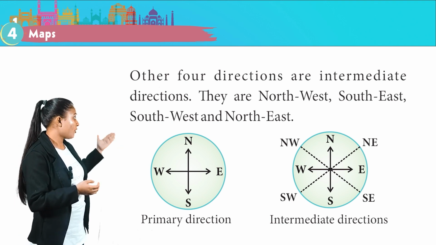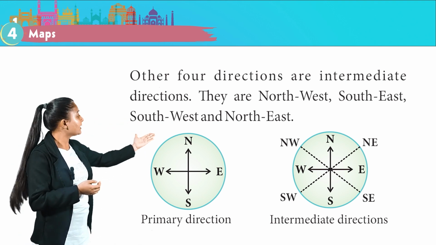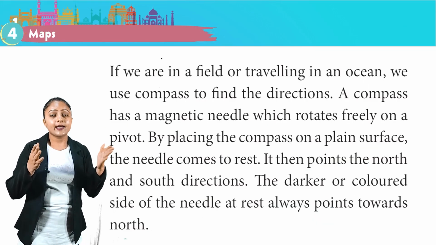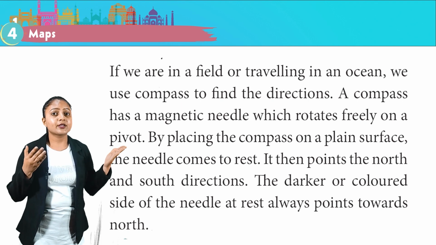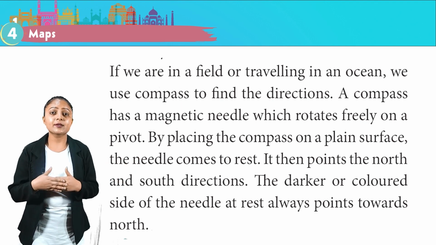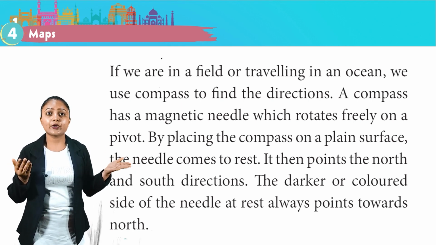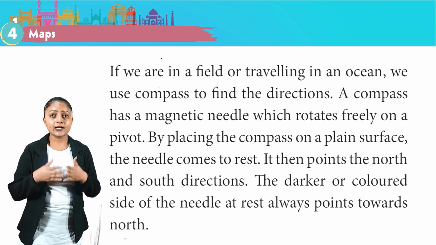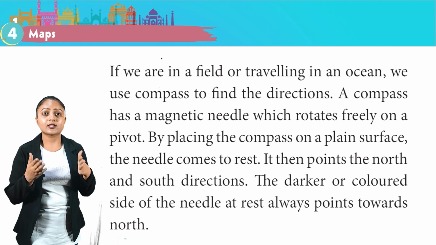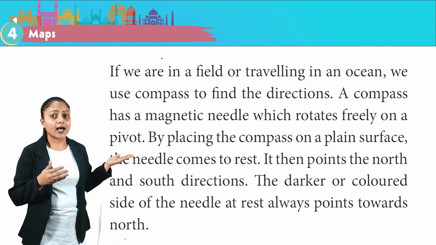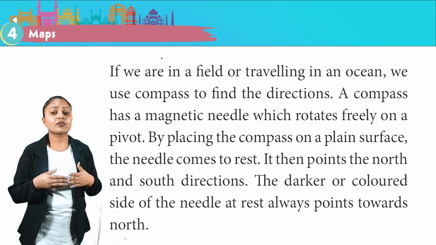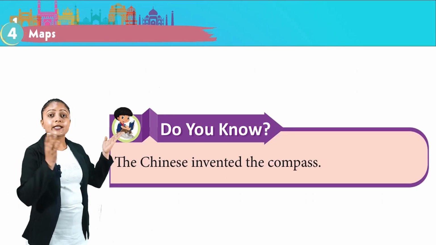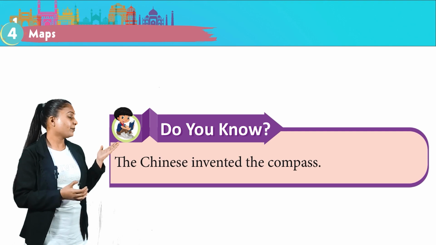These are the images of primary directions and intermediate directions. If we are in a field or traveling in an ocean, we use a compass to find the directions. A compass has a magnetic needle which rotates freely on a pivot. By placing the compass on a plane surface, the needle comes to rest. If it then points to the north and south directions, the darker or colored side of the needle at rest always points towards north. Do you know? The Chinese invented the compass.